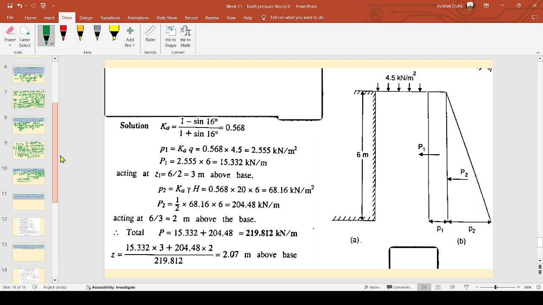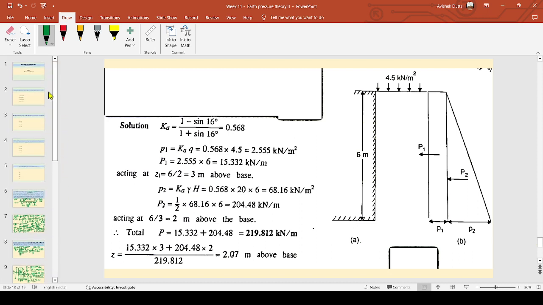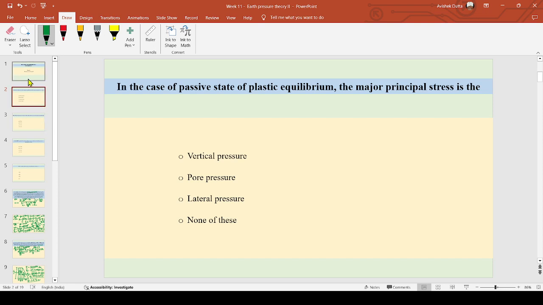Yes, almost it is a repeated question. It is given just for practice sake. I will not repeat this sum. So I'll go to the MCQ.